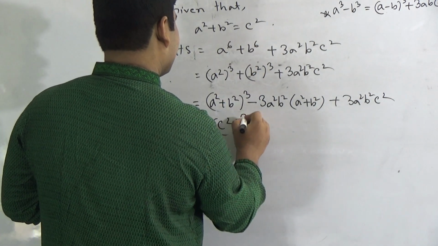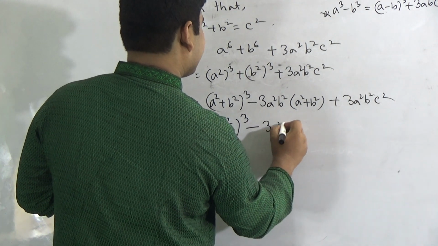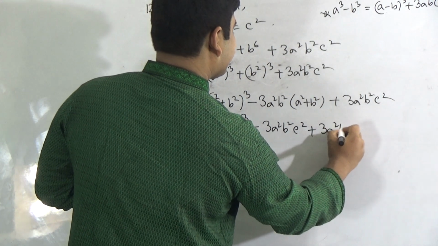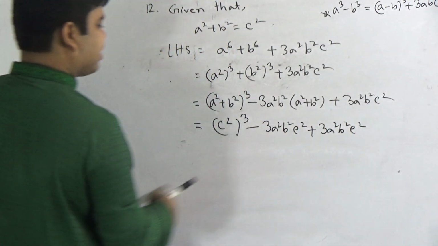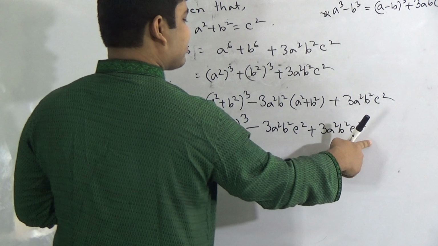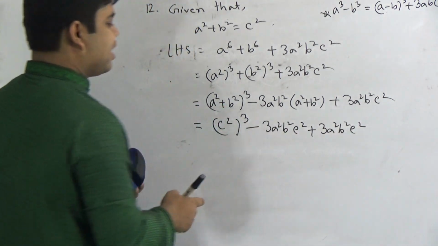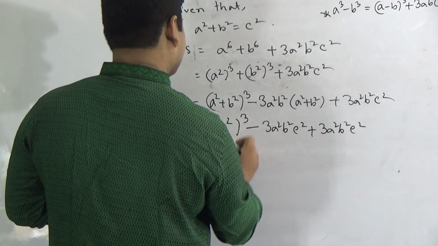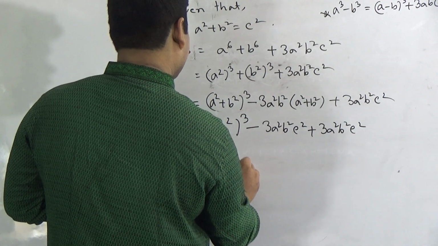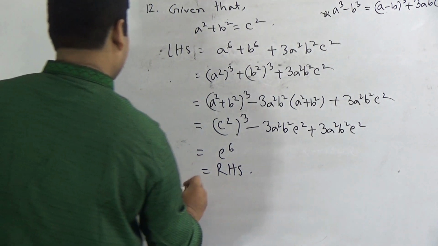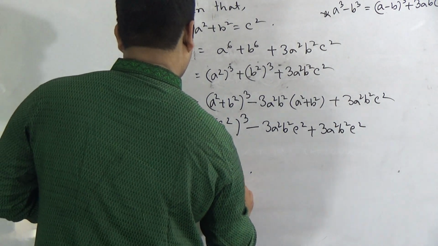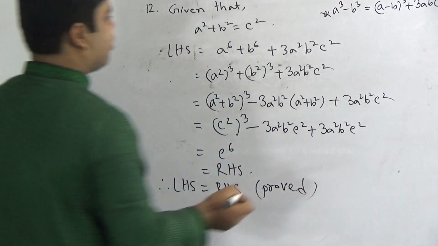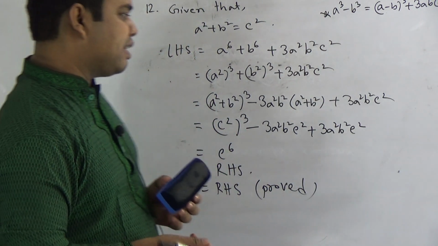So c square cube. On the other hand, 3a square b square, and the value of this is c square, plus 3a square b square c square. This one and this one cancel. It is plus 3a square b square c square, and this is minus 3a square b square c square. So do the calculation: c to the power 2 times 3 is 6, equal to RHS. Therefore LHS equal to RHS. So proved. Okay, my dear student, this is our today's lecture.